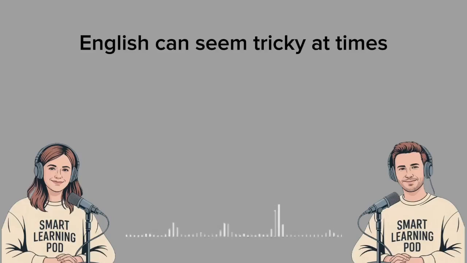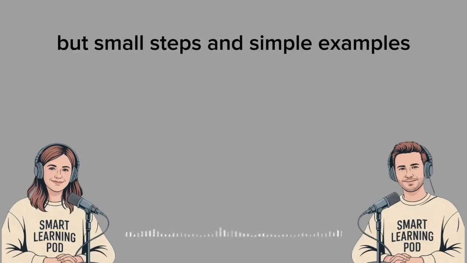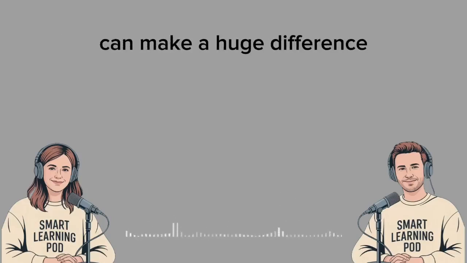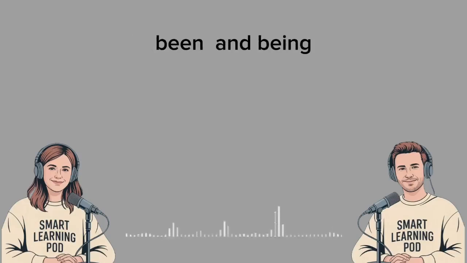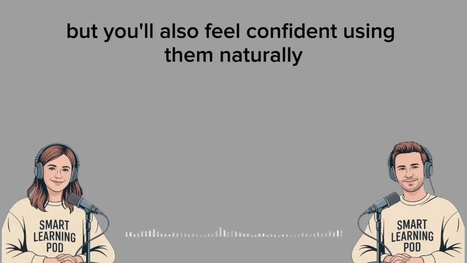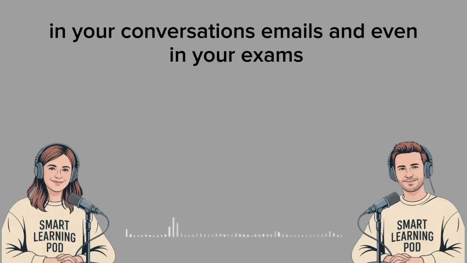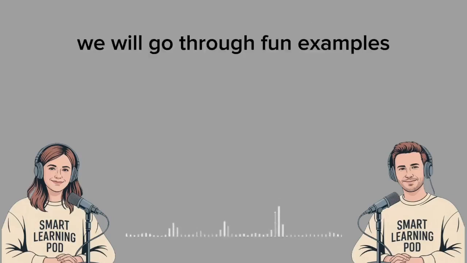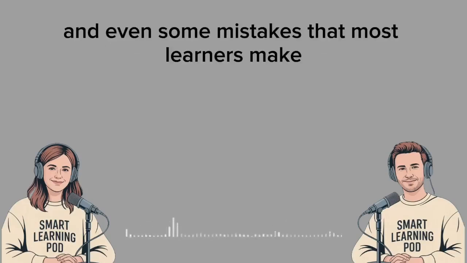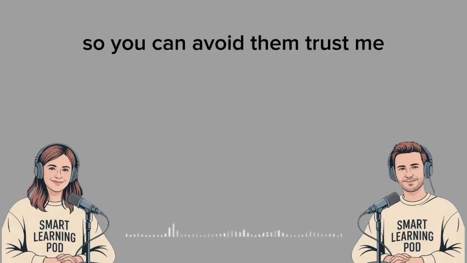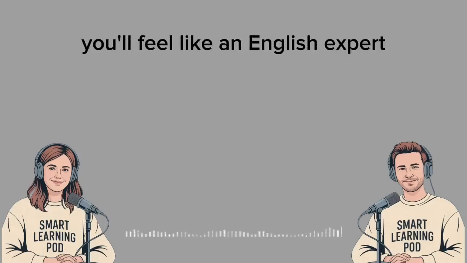English can seem tricky at times, but small steps and simple examples can make a huge difference. By the end of this lesson, you'll not only understand be, been and being, but you'll also feel confident using them naturally in your conversations, emails, and even in your exams. We will go through fun examples, everyday situations, and even some mistakes that most learners make, so you can avoid them. Trust me, by the end of this lesson, you'll feel like an English expert.